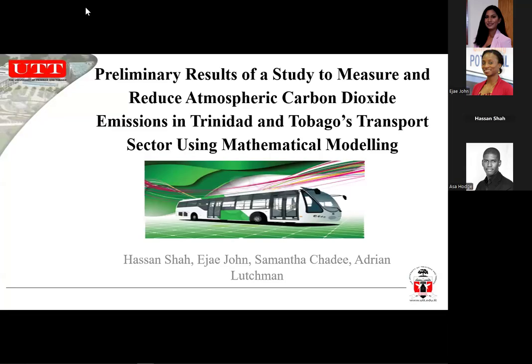On behalf of the research team here at UTT, we will be discussing the preliminary results of a study to measure and reduce atmospheric carbon dioxide emissions in Trinidad and Tobago's transport sector using mathematical modeling.